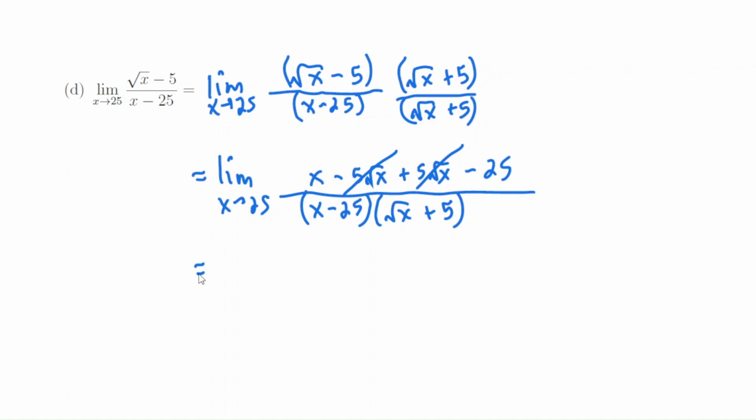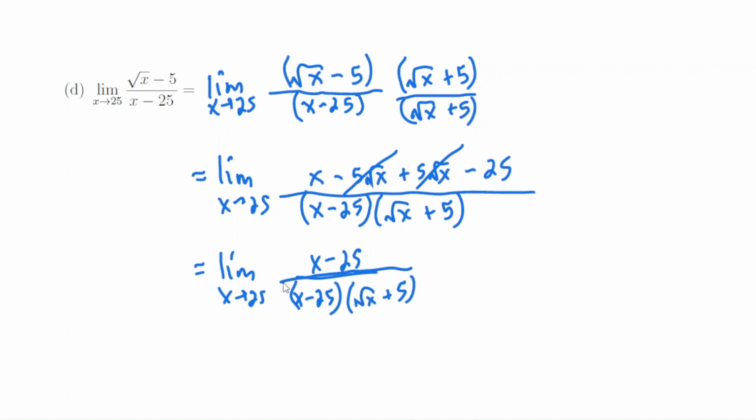Well, notice, what do we have in the numerator? Isn't the numerator just x minus 25? Well, we also have an x minus 25 factor in the denominator, because hopefully we didn't try to multiply that out. So notice what we can do is cancel those, and we get the limit as x approaches 25 of 1 over the square root of x plus 5.